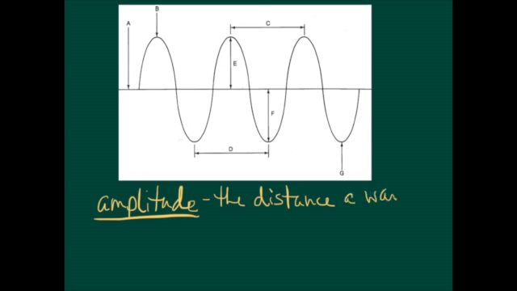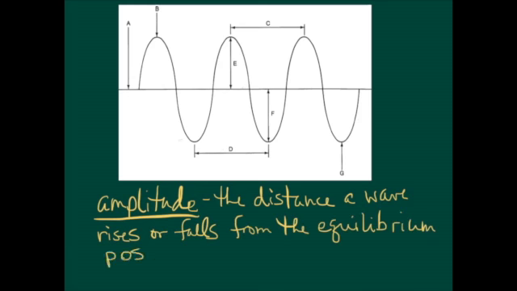Amplitude is the distance a wave rises or falls from the equilibrium position. In this picture, that is indicated by E. This would be an amplitude, as is F. F is also an amplitude. This would be an amplitude, this would be an amplitude, and so on.